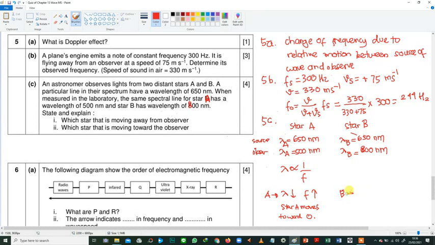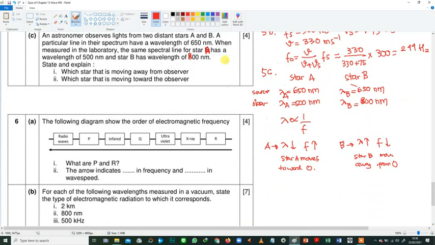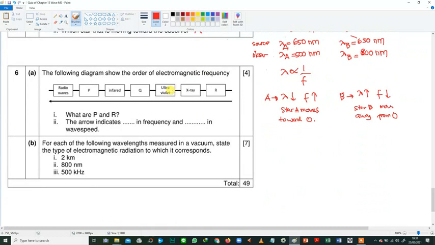For B, the wavelength is increased, so the frequency will decrease. This means star B moves away from the observer. So the answer for I is going to be B. For II, it's going to be A. And then the explanation: you have to explain the relation between wavelength and the frequency. That is question number 5.